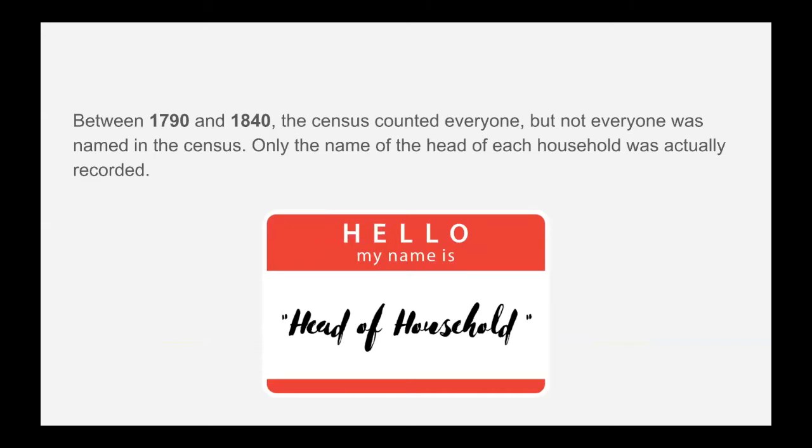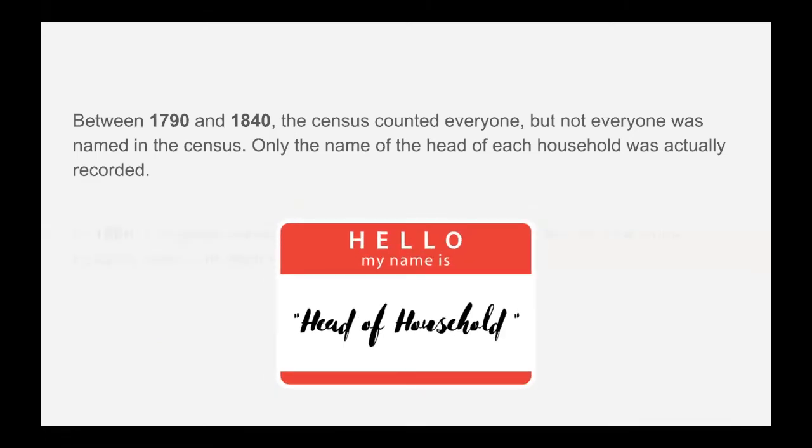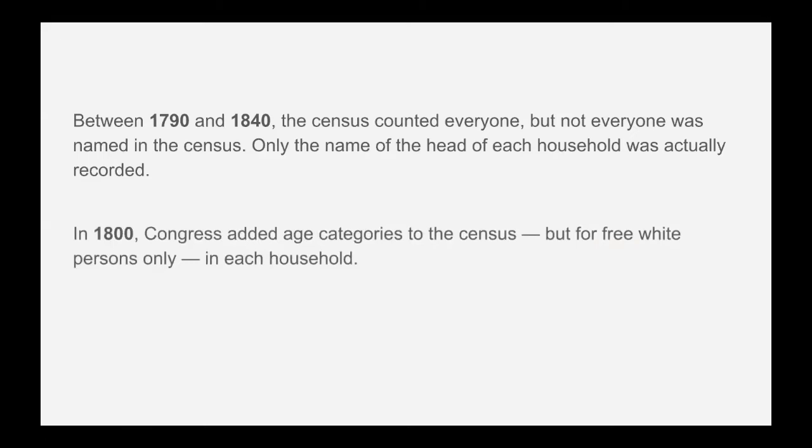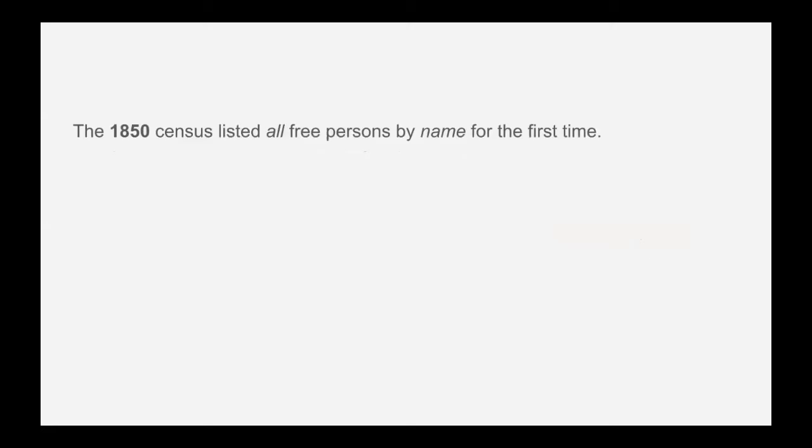Only the name of the head of each household was actually recorded. In 1800, Congress added age categories to the census, but for free white persons only in each household. The 1850 census listed all free persons by name for the first time. In other words, all free members of households, white and non-white alike, were named in this census.